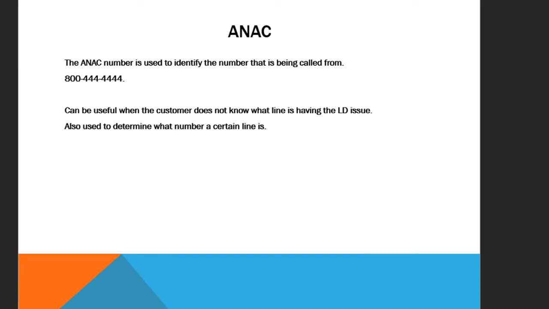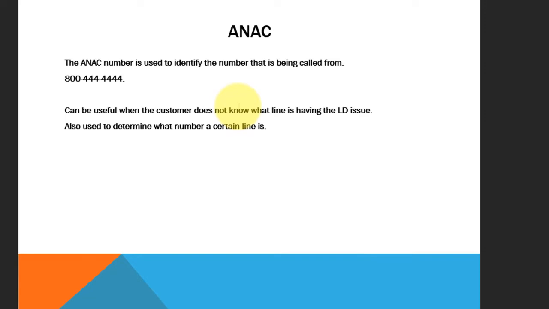this 800-444-4444 number, just so we can confirm that the number that they're calling from, or the number that they're reporting having the long distance issues, is the one they're actually calling from. So as I mentioned before, the ANAC number is used to identify the number that is being called from. And it can be useful when the customer does not know what line is having the LD issue, and it also determines what number a certain line is.